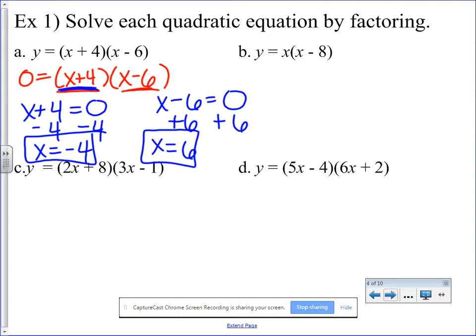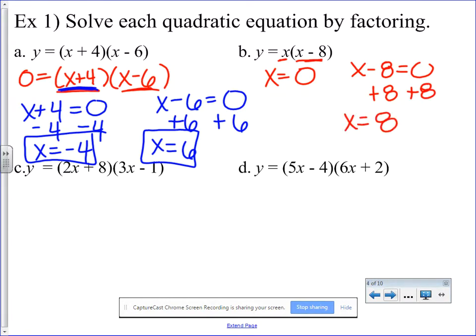Maybe in example B, I'm going to take each part and set it equal to 0. So this one, all of the work was done for me. But in my second one, I need to add 8. So my answers, 0 and 8.